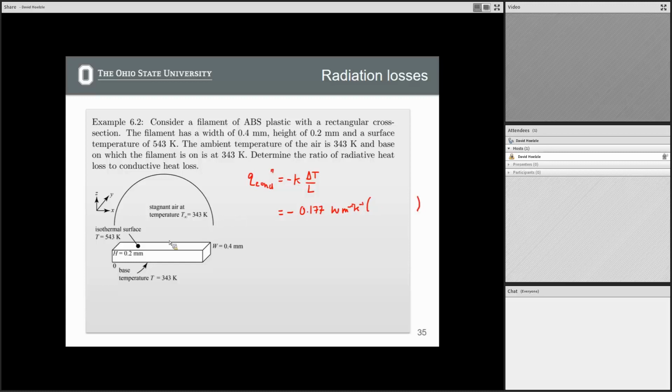Conduction is in this direction, as a first glance at what the appreciable radiant heat transfer is here. We have a hot surface on the top, and the base temperature of what we're working on is below. So we're going to have a difference in temperature of 543 minus 343, and L is the direction of the heat transfer, which is going to be 0.2 times 10 to the negative 3 meters.